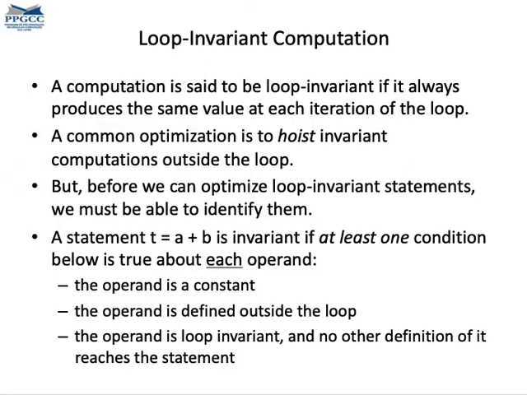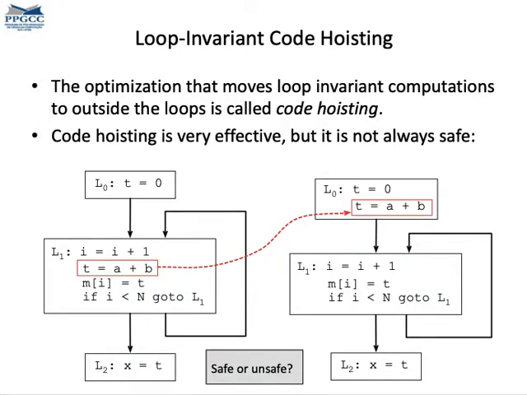This expression is invariant if either the operands are constant or defined outside the loop, or the operands are loop invariant themselves. So, I'm sure you can use this definition to come up with equations to find loop-invariant computations. I will leave that as an exercise. The optimization that moves invariant code outside loops is called code hoisting.